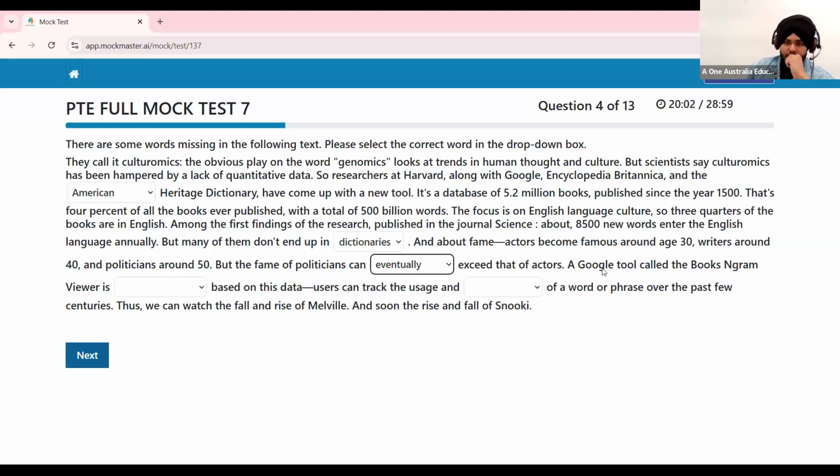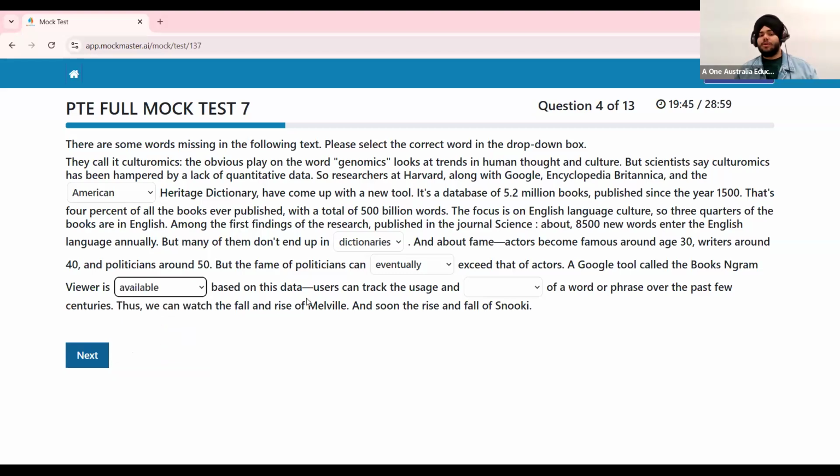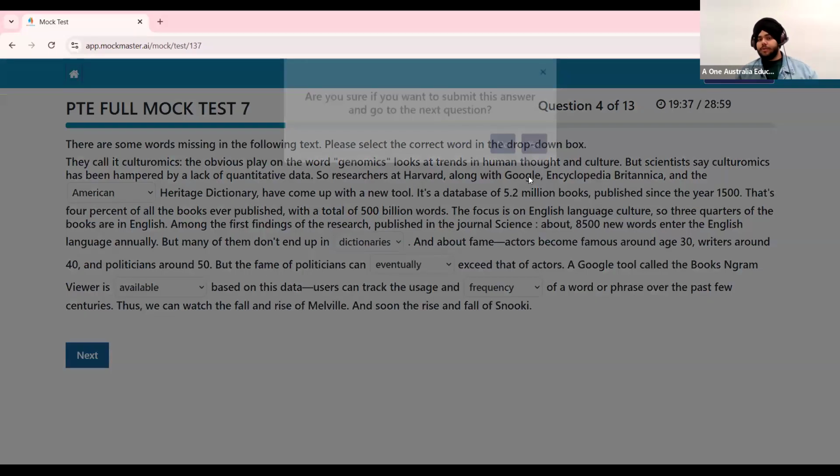And then here, a Google tool is dash. So we are talking about a tool, guys. A Google tool is dash on this data. Now, a tool cannot be non-breakable, cannot be non-occupational, can be trainable or available. But a tool, if we're talking about a tool, I would say is available on this data. Users can track the usage and dash of a word. Usage and frequency of a word, how many times a word has been used. Simple.